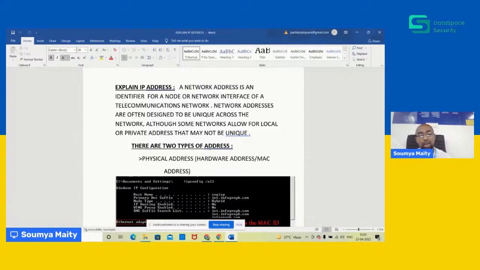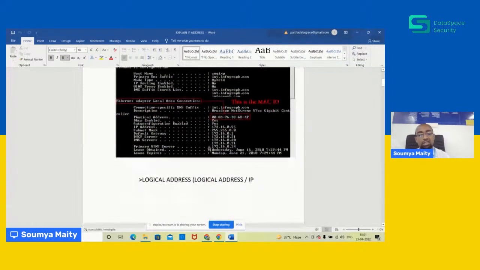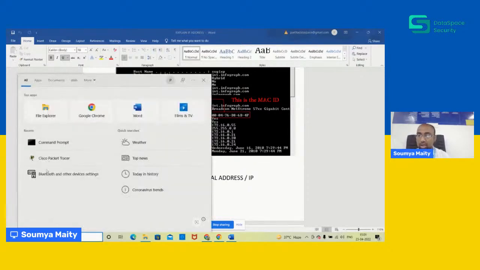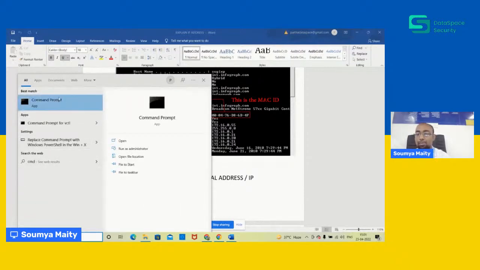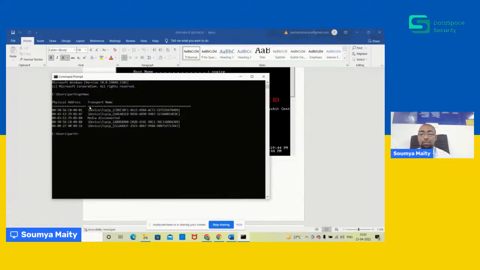So, there are two types of addresses. First, the physical address, which we can also call a hardware address, MAC address, or machine address. Next is the logical address, or IP address. So, how can I check our system's hardware address? Go to Windows search, write the command cmd, go to Command Prompt, and there we have to write getmac, then press enter, where I will get the MAC address.